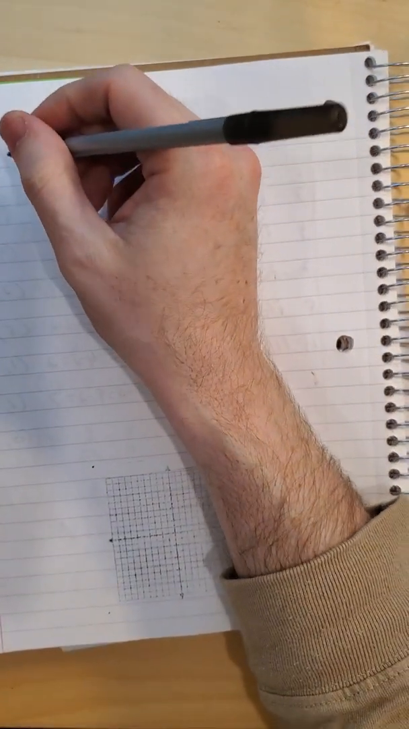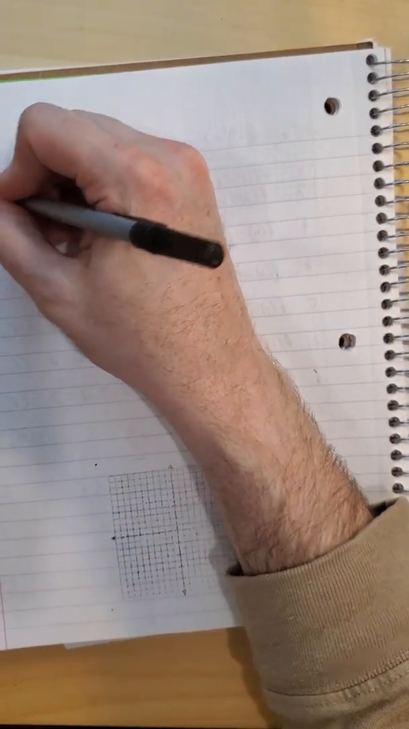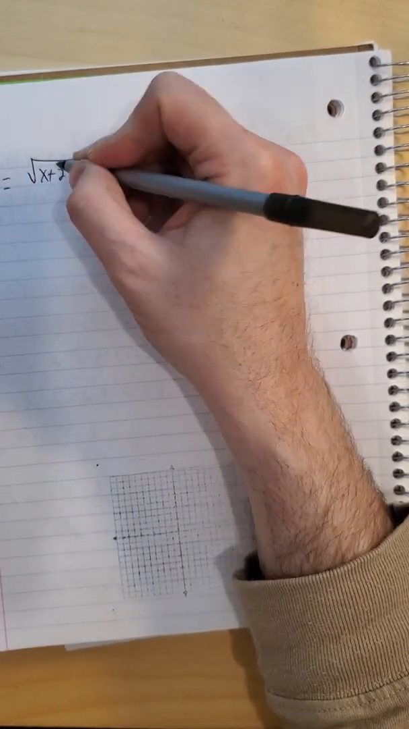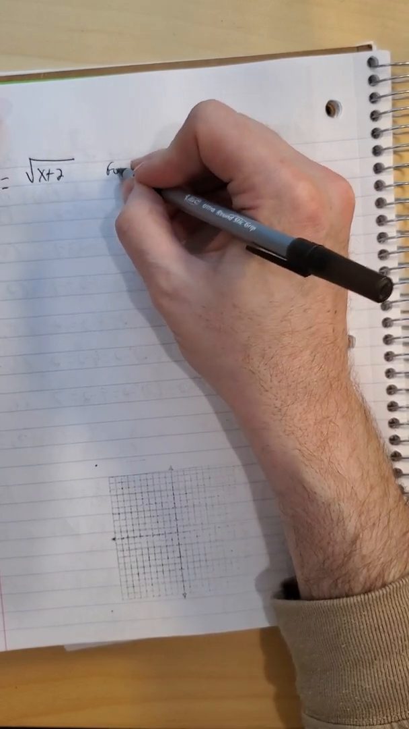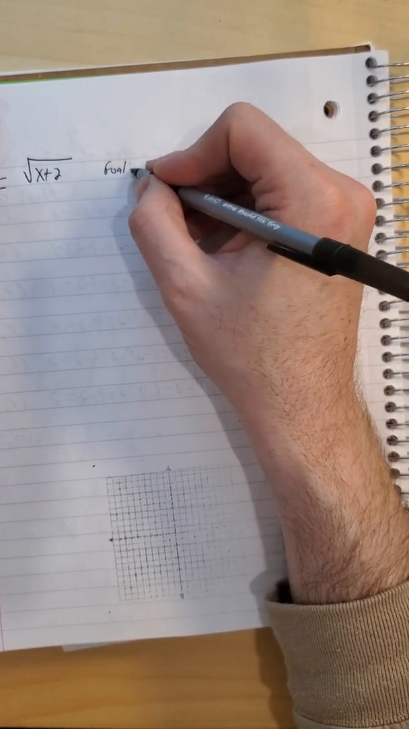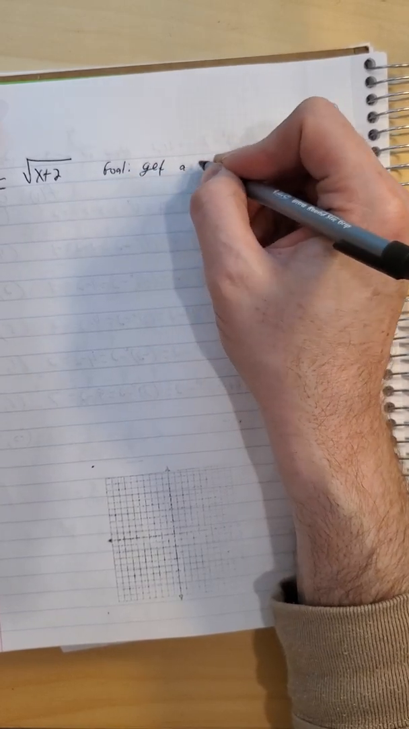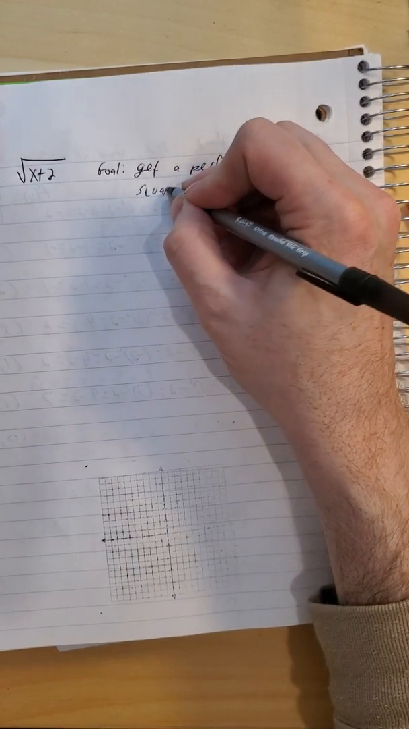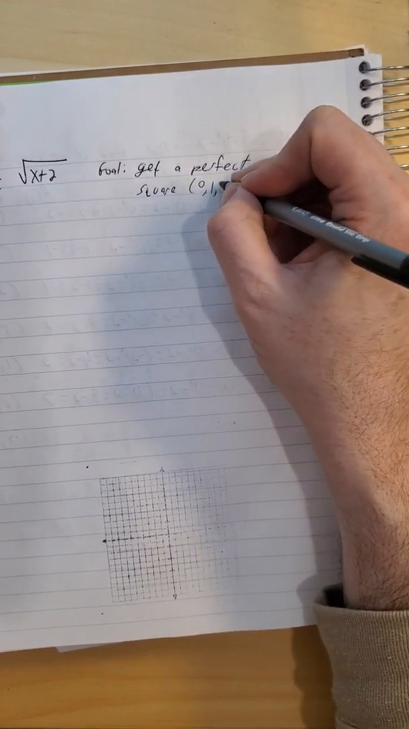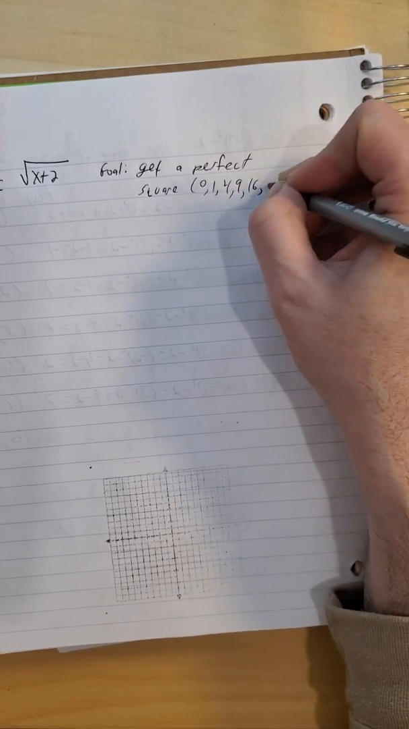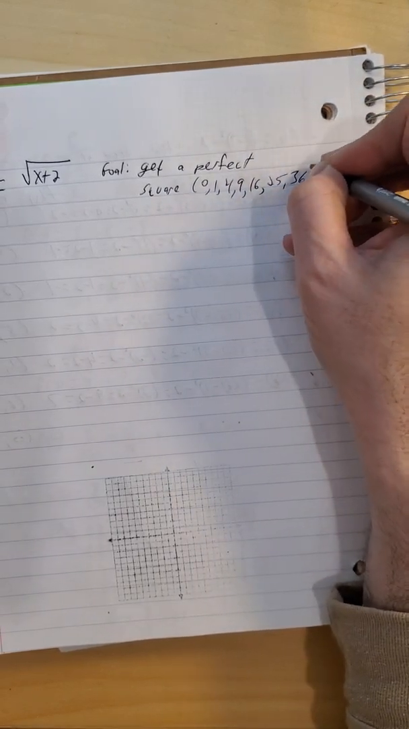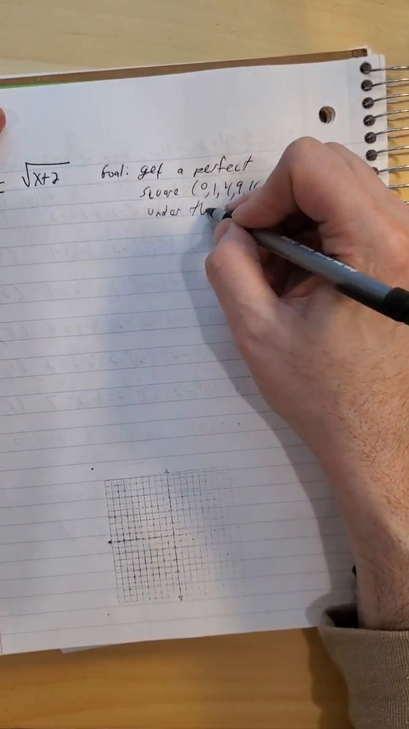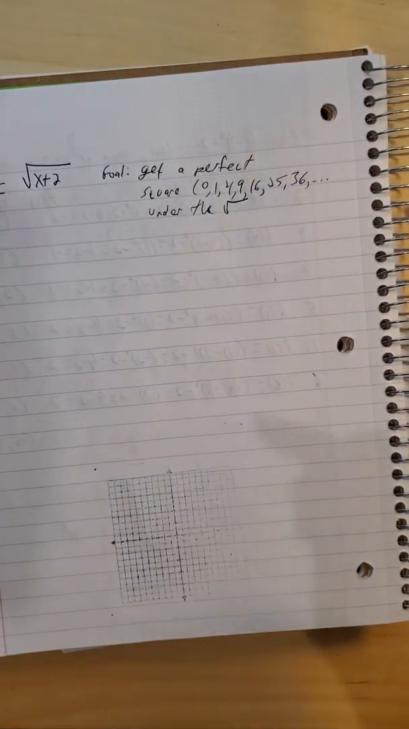Okay, so next up, we'll try out g of x is the square root of the quantity x plus 2. So your goal when you're trying this one with the square root is to get a perfect square (0, 1, 4, 9, 16, 25, 36). Remember, those are perfect squares. Get a perfect square under the square root.